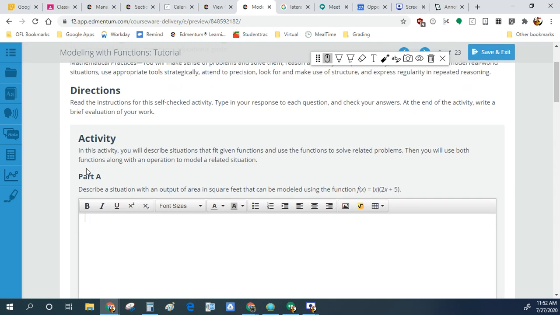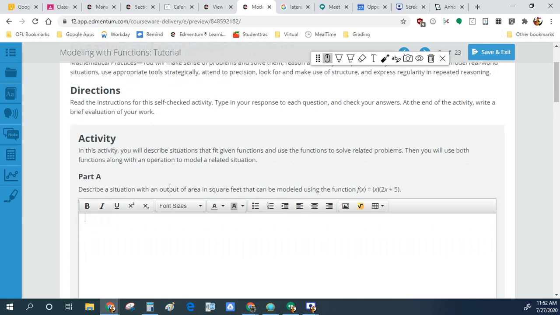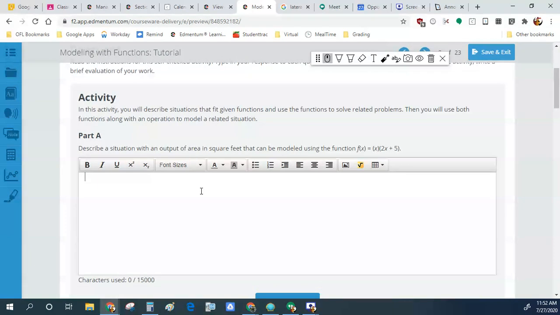All right. Anyways, let's get back to this activity. So this says describe a situation with an output in square feet that can be modeled by this function. So what we're doing here is we're kind of thinking about the opposite of this. They actually just want you to write a story.